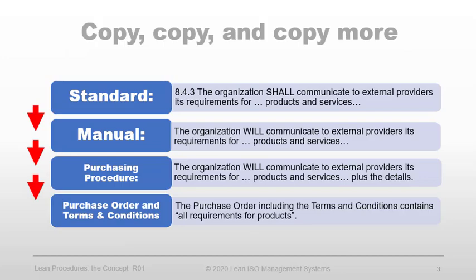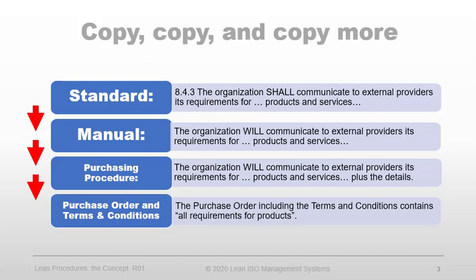Let's take any requirements of the ISO 9001:2015 standard that requires records. I picked element 8.4.3, Information for external providers. This clause requires that, quote, the organization shall communicate to external providers its requirements for products and services, end quote. The first layer is the manual. It rephrases the standard, changing "the organization shall" to "we will."